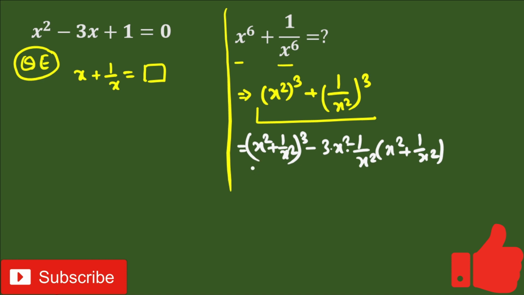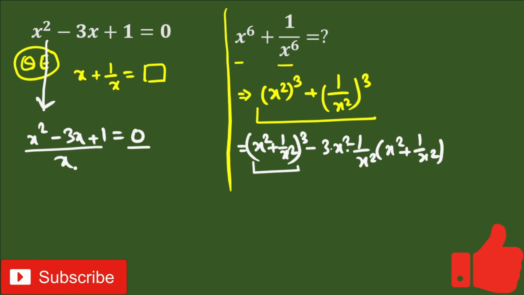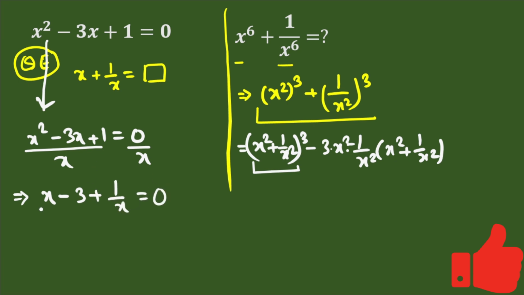Finally we have to find the value of x square plus 1 over x square. From this quadratic equation, x square minus 3x plus 1 equals 0, we divide both sides by x. Dividing x square by x gives x, minus 3x divided by x is minus 3, and plus 1 divided by x is 1 over x. Keeping x plus 1 over x on the left hand side and taking 3 to the right hand side, it will be x plus 1 over x equals plus 3.